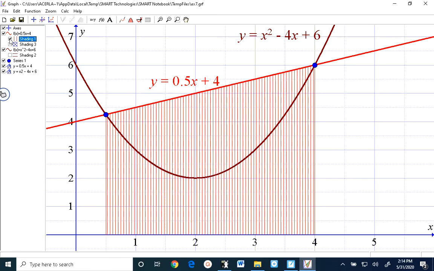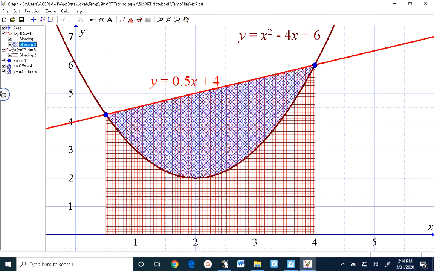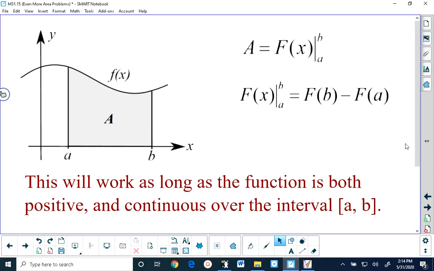And that's going to be found by anti-differentiating that function 0.5x plus 4 and evaluating it from 1/2 to 4. We can also determine the area below the quadratic function, which is this shaded region, and that area would be found by anti-differentiating x squared minus 4x plus 6 from 1/2 to 4. And then if we subtract those two areas, that's going to give us the area that we want to find. So how are we going to find each of those two areas? Well, we learned 2 lessons ago that those areas can be found by anti-differentiating the function from a to b.